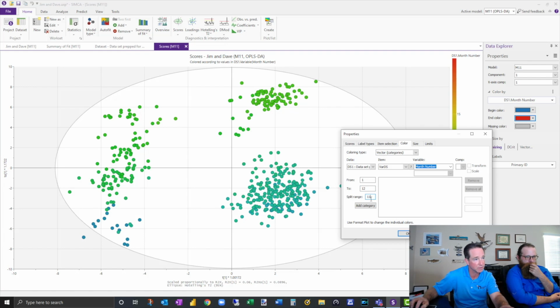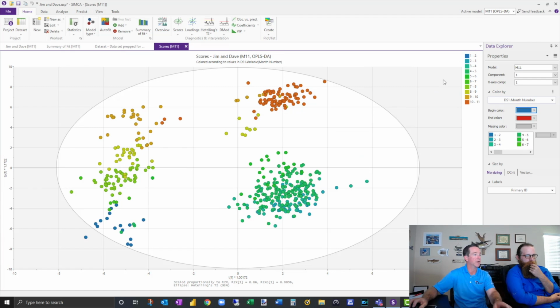12 with 11. I'm going to add that and hit apply. All right, so now we've eliminated a lot of the January runs. We have February, March, April. We kept most of those because remember, we already knew that they were pretty similar. We eliminated some of the transition in May because we saw some of the transition.